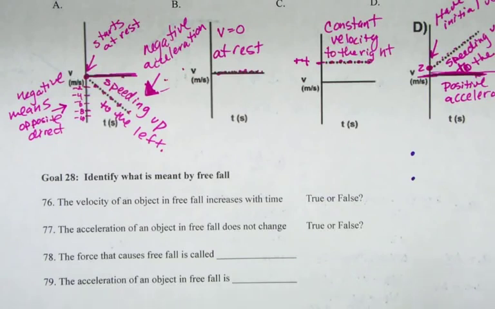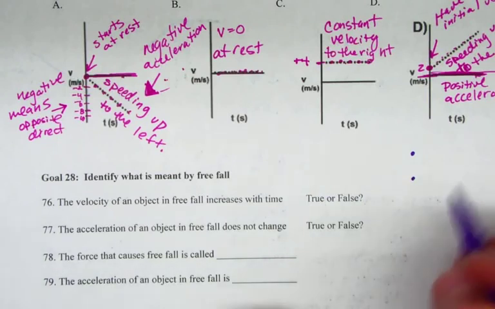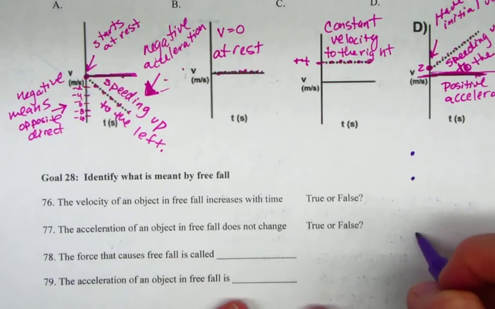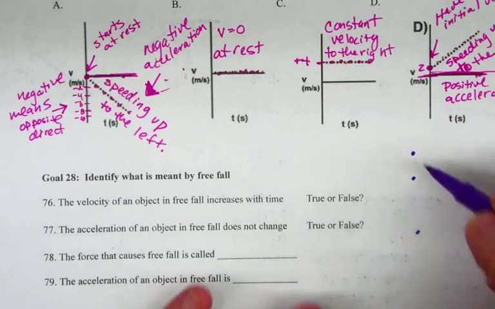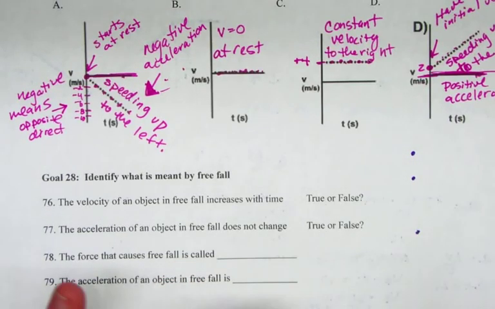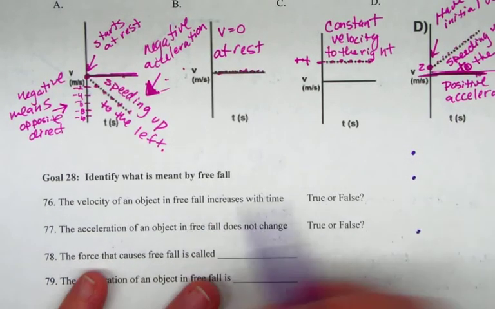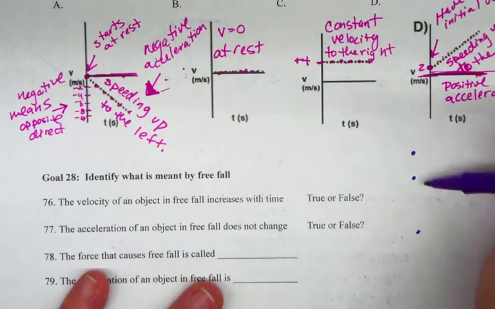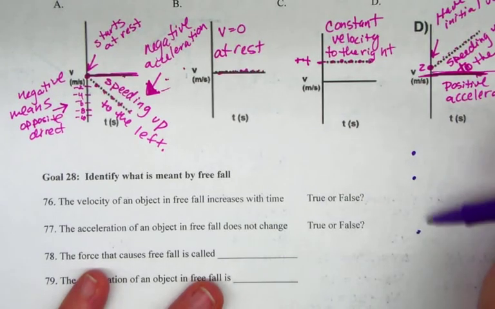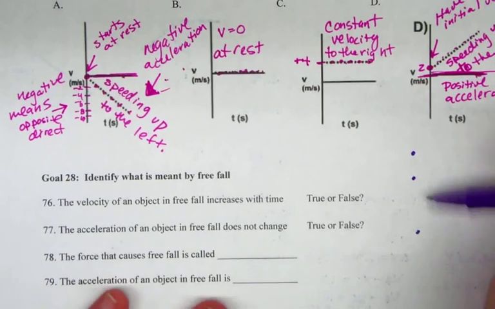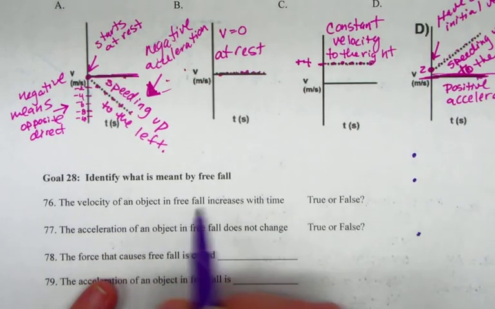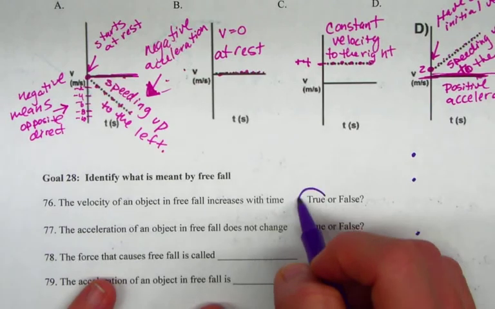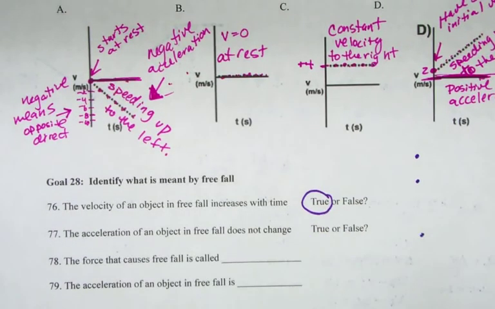I'm accelerating by that amount. So after 2 seconds, I'm falling and I'm at 20. I'm accelerating as I go down, which means the velocity is increasing. I'm actually getting faster and faster because I was only going 10 meters per second here, but here I'm going 20 meters per second because this is 2 seconds now. So the velocity of an object in free fall does increase with time. I'm getting faster and faster each second.